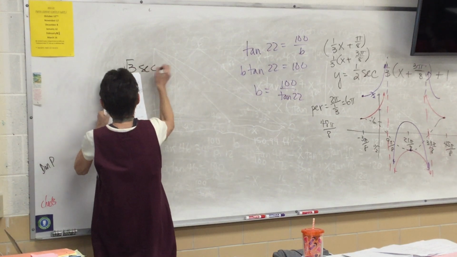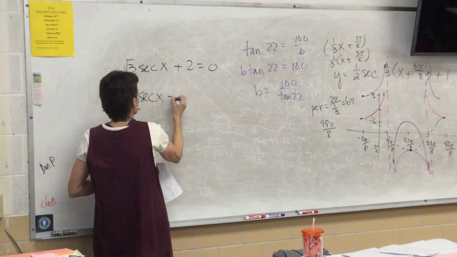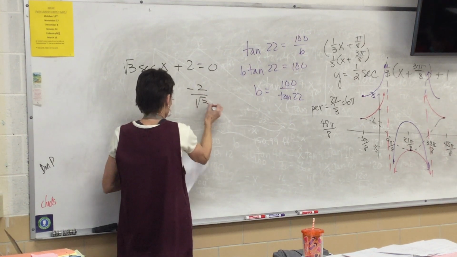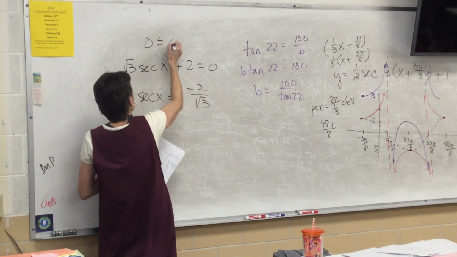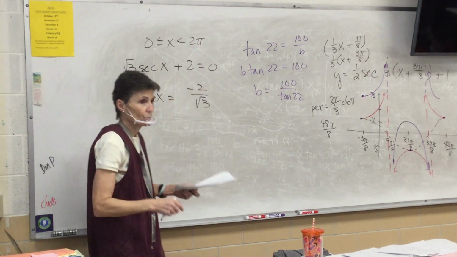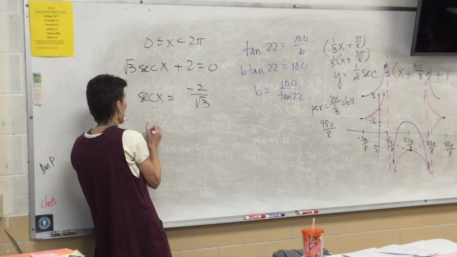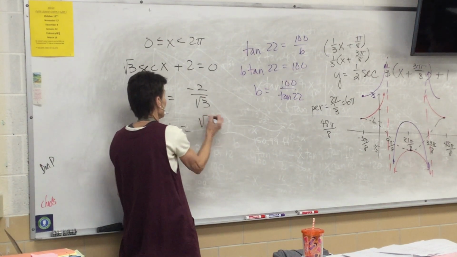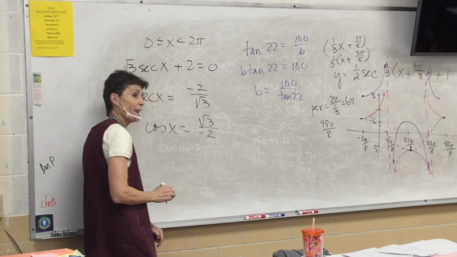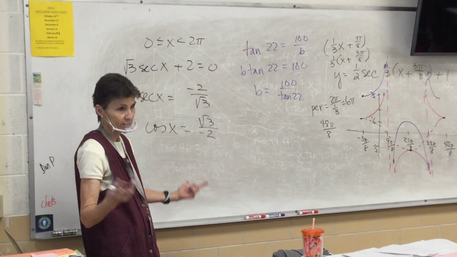Root 3 secant plus 2 equals 0. So secant is going to be negative 2 over root 3. So I subtracted 2 and divided by root 3 just like a regular equation. Now, if the secant is that, then the cosine is this. You don't have to make that change, but I think better in terms of cosines because I haven't memorized SOHCAHTOA.